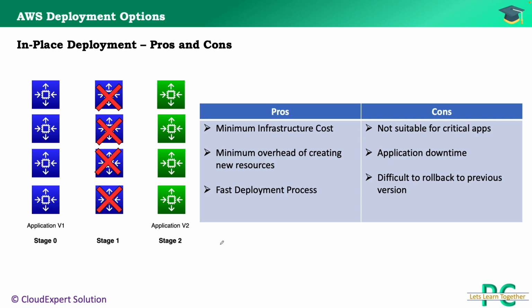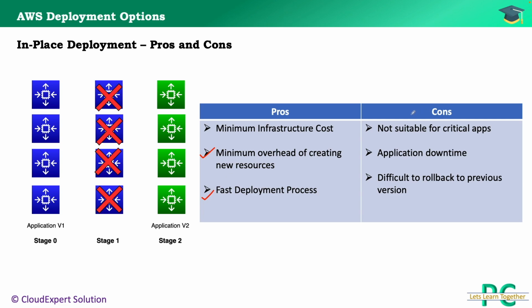To start with pros, minimum infrastructure cost, as you are not adding any additional infrastructure. You are using the existing infrastructure. That is why there will be no additional infrastructure cost. Second, minimum overhead. As you are not creating any new infrastructure, there will be minimum overhead. And third, this deployment process is very fast. We will review other deployment options and you will see this option is very fast.